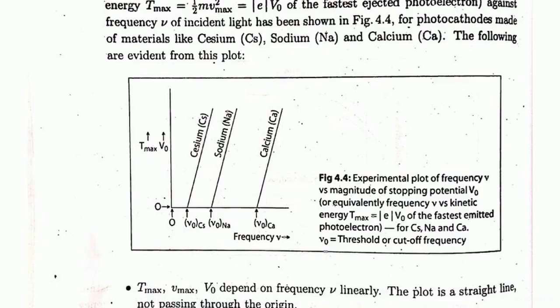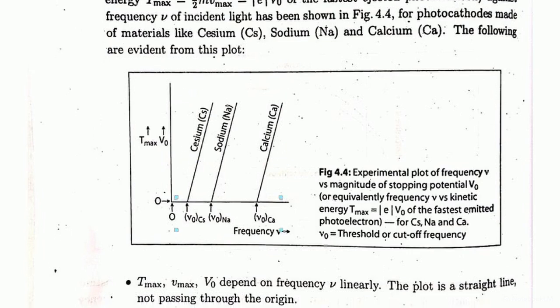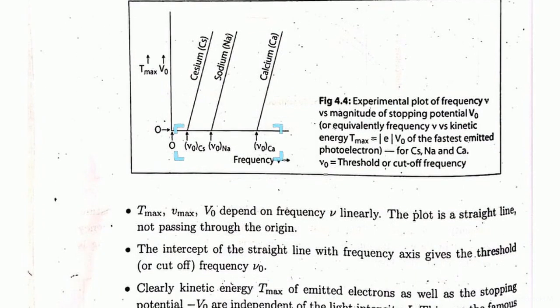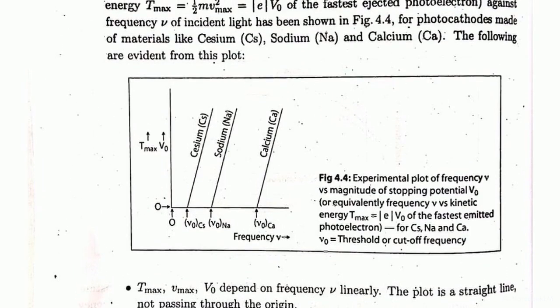This graph plots experimental data measuring the stopping potential against the frequency of incident light for 3 different photocathode materials: cesium, sodium, and calcium. The x-intercept for each line tells us exactly where the stopping potential is 0. This point is the unique threshold frequency required to overcome the distinct work function of that specific element. But the critical detail lies in the geometry of the plot.